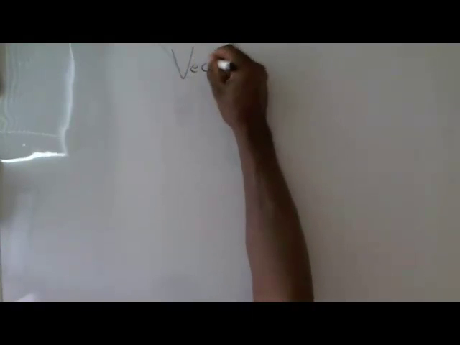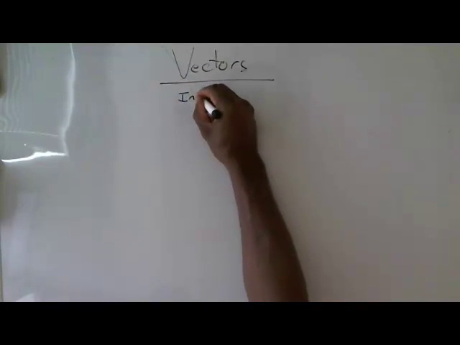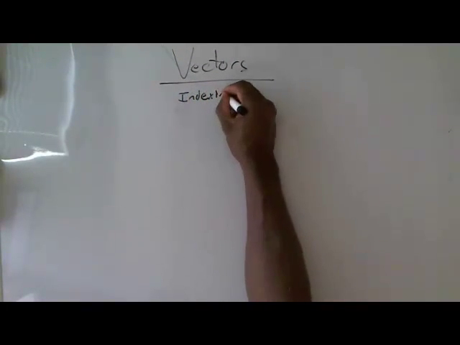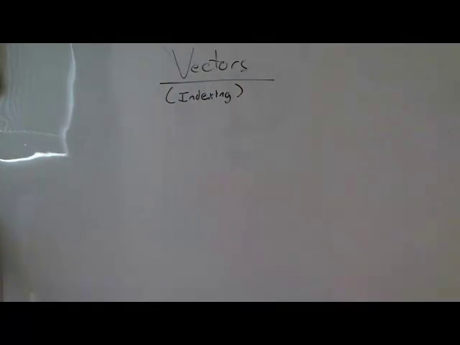So continuing our discussion of vectors, now we're going to talk about indexing of vectors, which is how do you access the values within a vector, either changing them or extracting them, what have you.